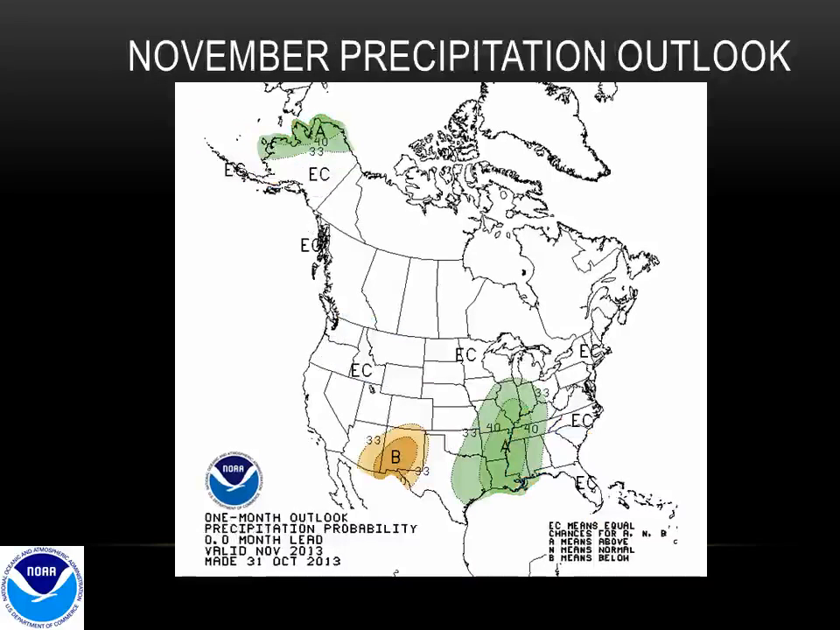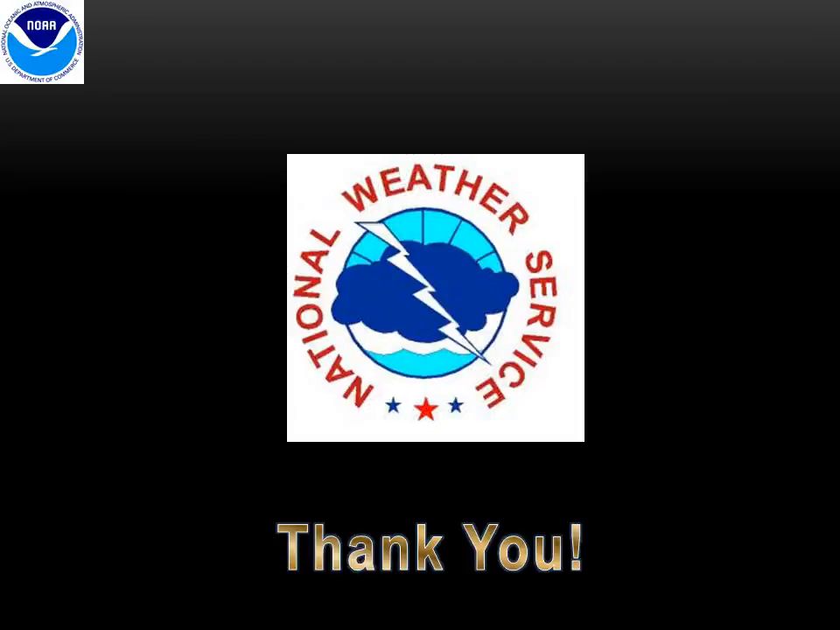This graphic is CPC's precipitation outlook for the month of November. The green colors represent a greater chance of above normal precipitation, and the brown colors represent a greater chance of below normal precipitation. The Pacific Northwest is under an equal chance of below, near, and above normal precipitation for the month. Please keep in mind that these are probabilities of averages, and that the day-to-day weather will still vary for the month of November. This concludes our briefing.